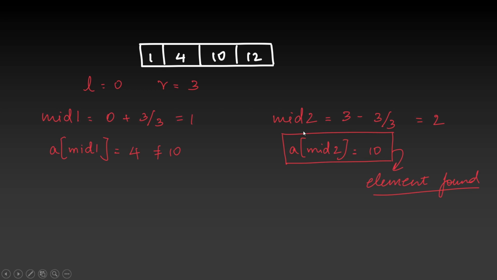Then we calculate mid 2. Mid 2 is right minus (right minus left) by 3. So 3 minus (3 minus 0) by 3, which is 3 minus 3 by 3, 3 minus 1 is 2. So we have calculated mid 2 to be equal to 2.